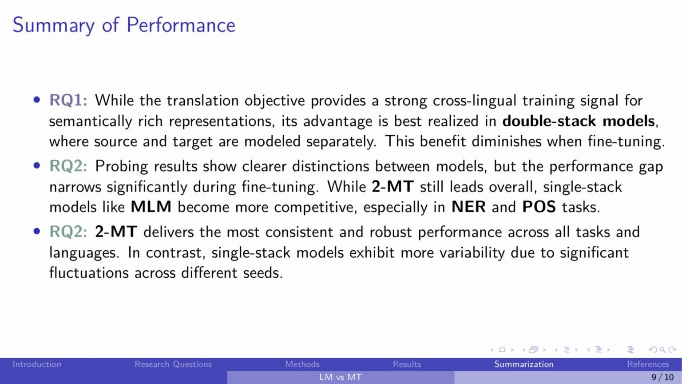So to summarize, the translation objective provides a strong cross-lingual training signal, particularly in double-stack models where source and target languages are modeled separately. However, during fine-tuning, this advantage diminishes, with single-stack models like the masked language model becoming more competitive, especially for NER and POS tasks. So overall, the 2MT model delivers the most consistent and robust performance across all tasks and languages.